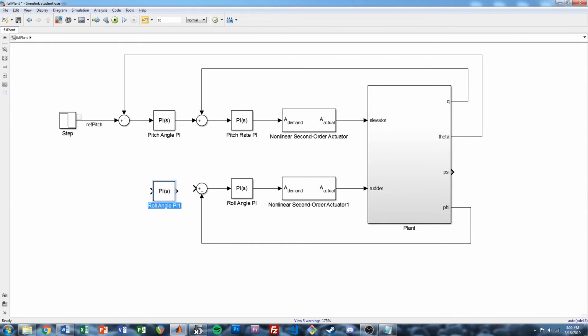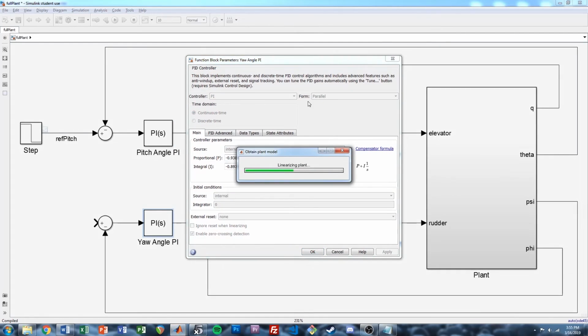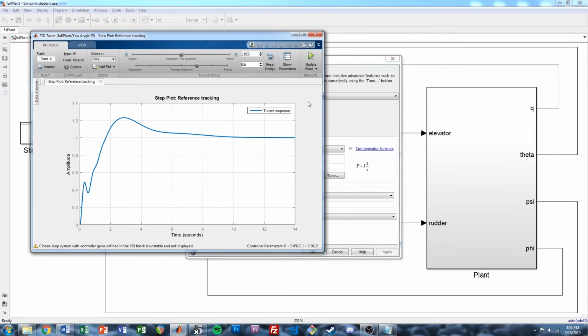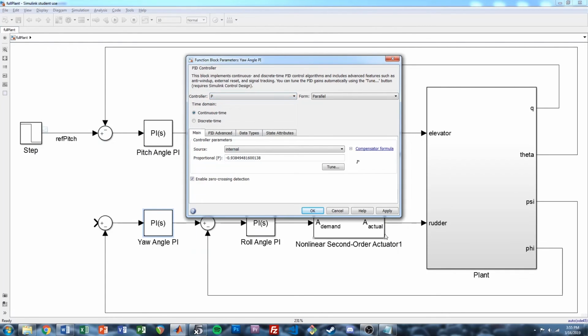So then I'm going to have an outer yaw angle PI. And that's going to track our yaw angle, psi. And let's see. Oof. Yikes. Let's try getting rid of that integrator. I think that might give us a little better performance. We might not want to have the integrator out here inducing that phase lag at kind of that lower frequency.